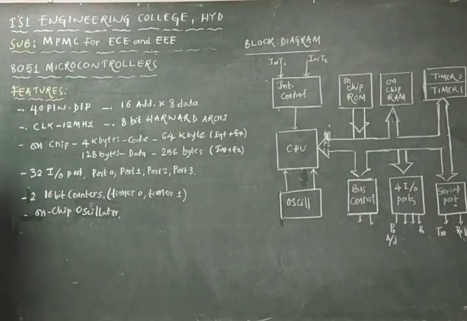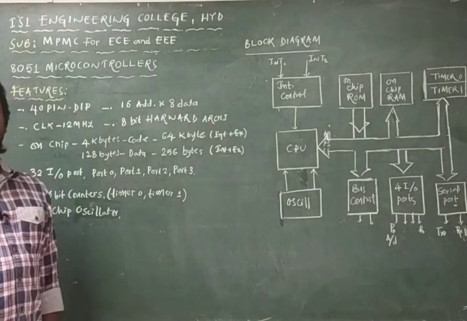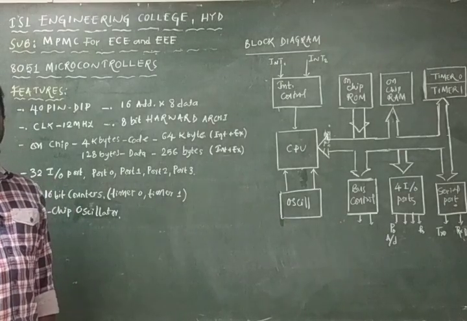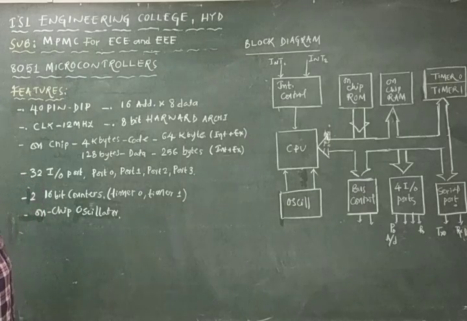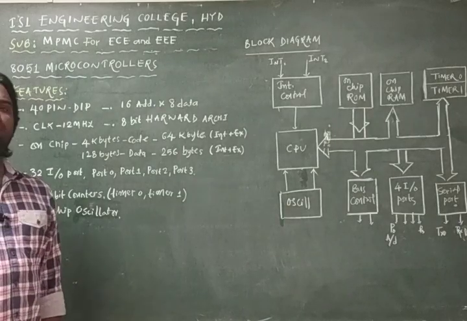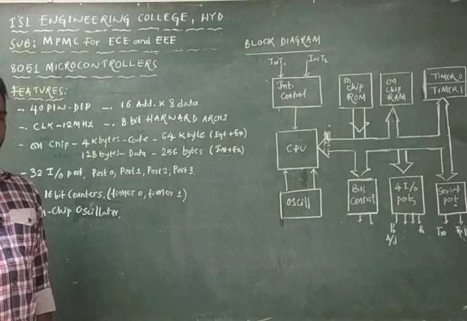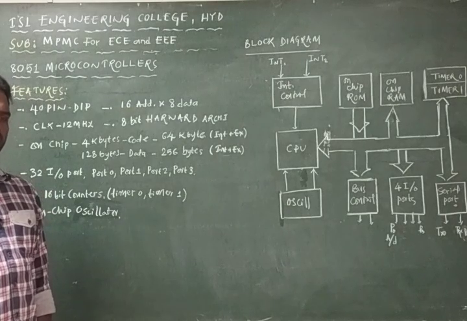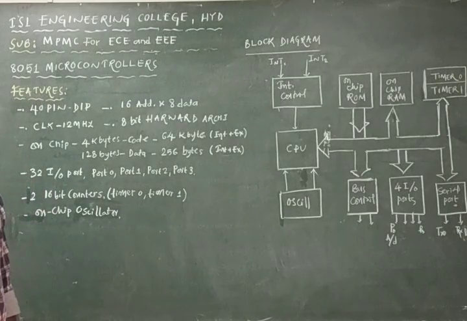Coming to the next one, it operates on a clock frequency of 12 megahertz, whereas the 8086 microprocessor operates at 5 megahertz only. So compared to the 8086 microprocessor, this 8051 microcontroller performs operations faster.